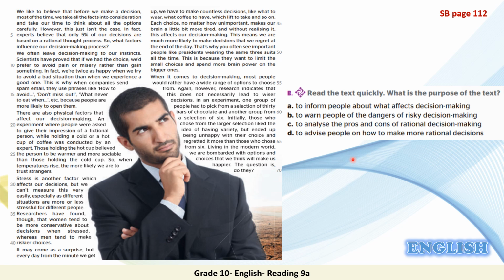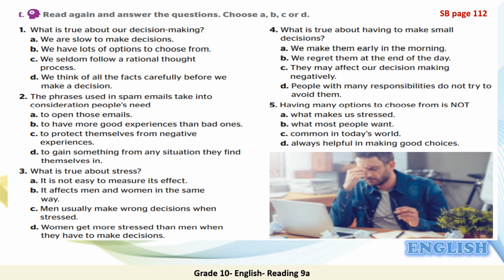Let's check your answers together. The answer is A. It is to inform people about what affects decision making. Well done, everyone. Now let's move on to exercise C in your student books, page 112. We will work on the questions one by one.